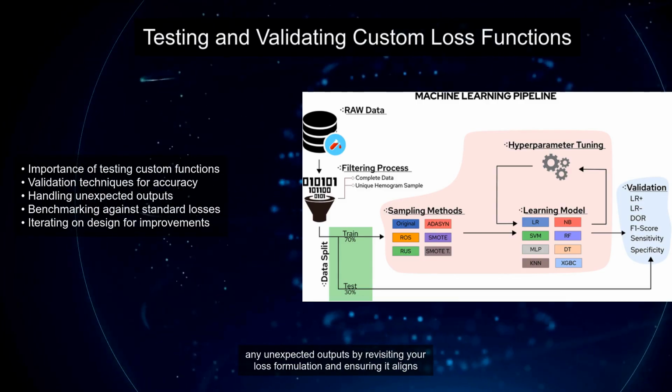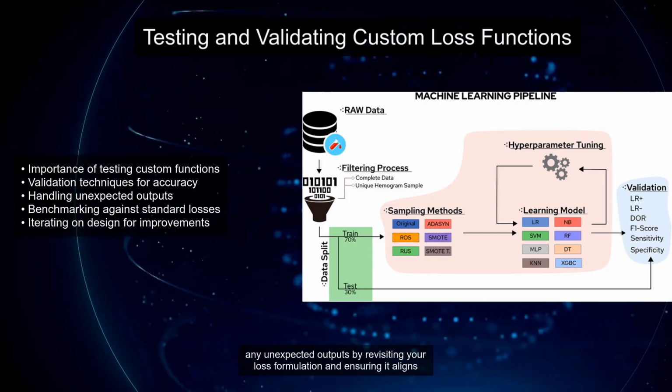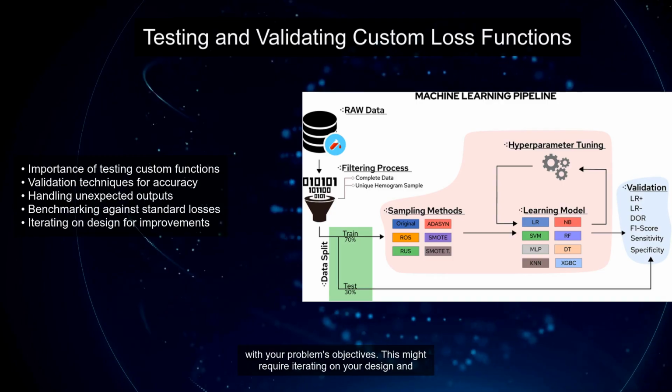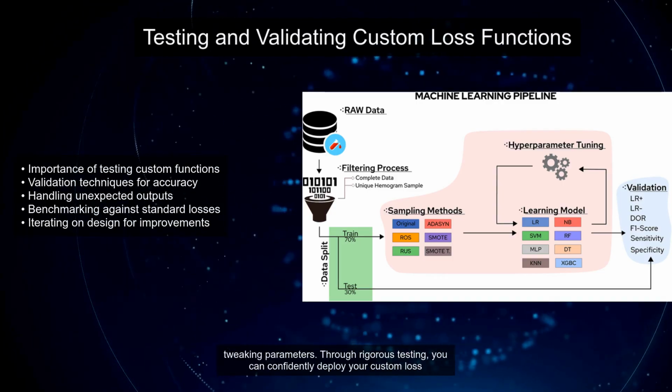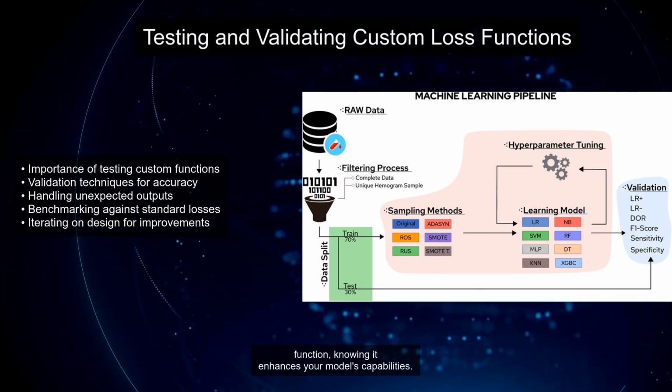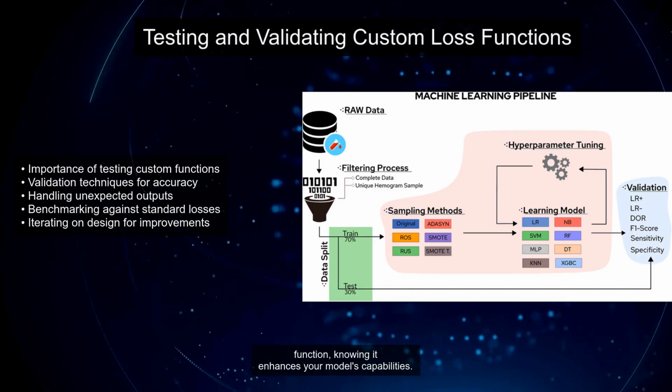Handle any unexpected outputs by revisiting your loss formulation and ensuring it aligns with your problem's objectives. This might require iterating on your design and tweaking parameters. Through rigorous testing, you can confidently deploy your custom loss function, knowing it enhances your model's capabilities.